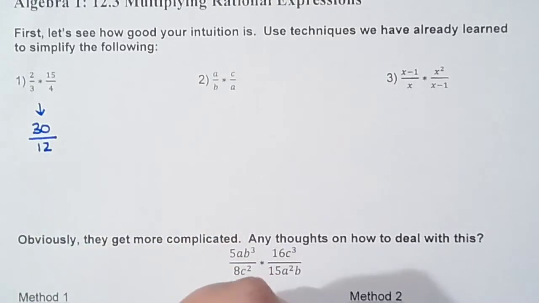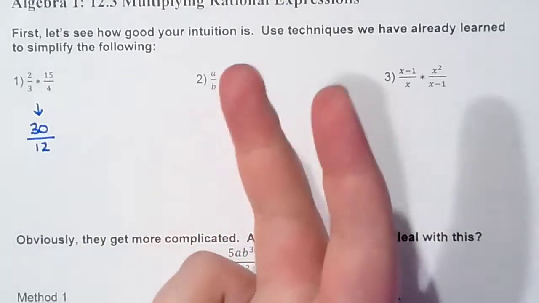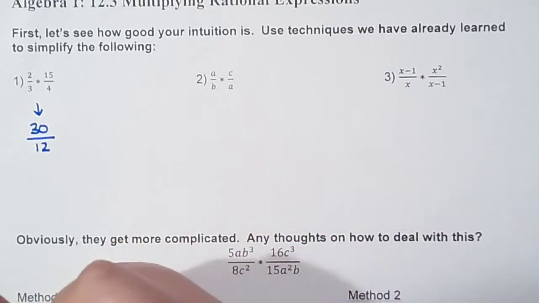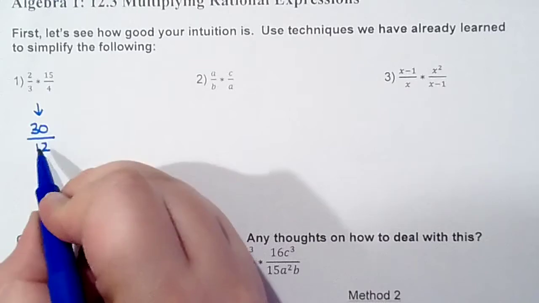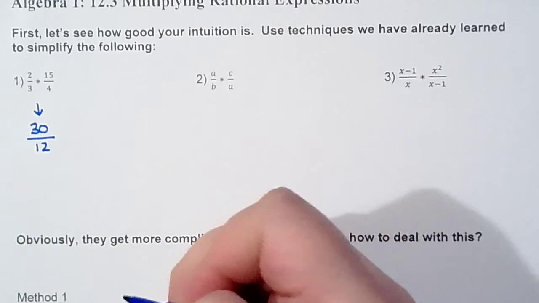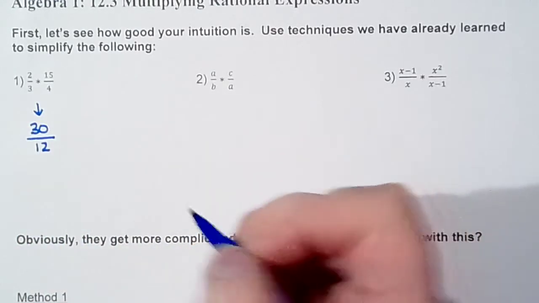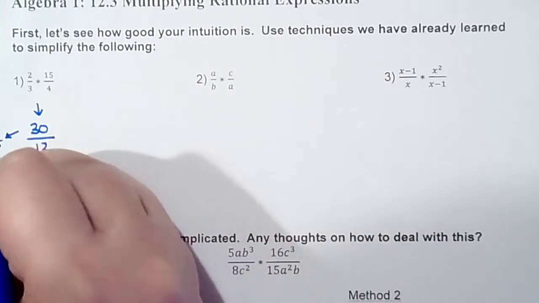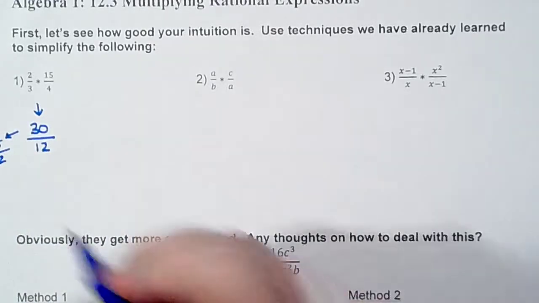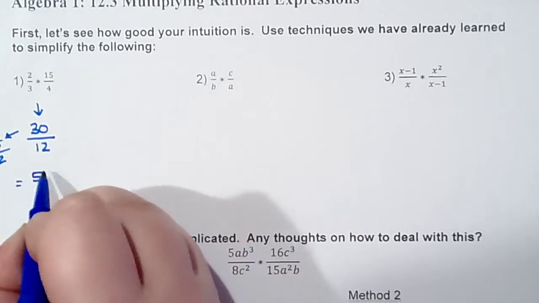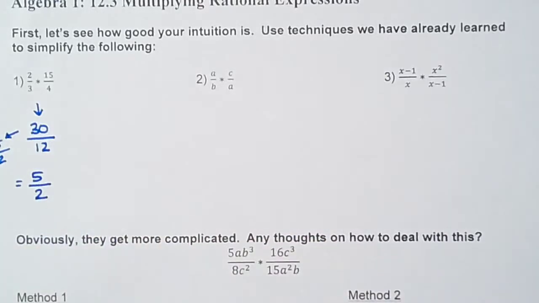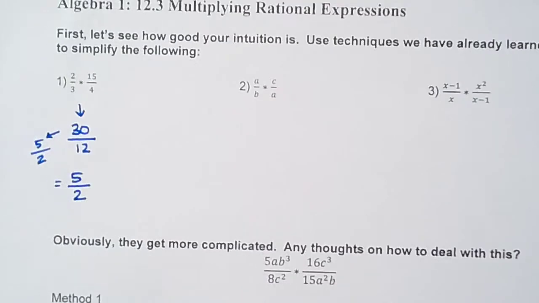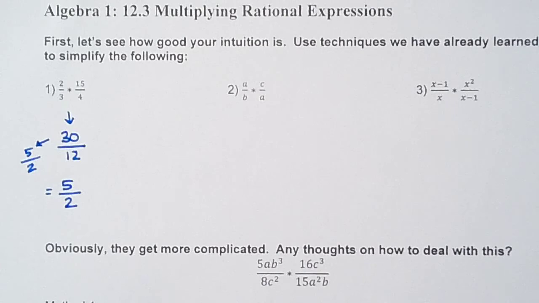I notice both of these are divisible by 2 and by 3. I'm going to start by taking the largest commonality I see. If they're both divisible by 2 and 3, that means they're also both divisible by 6. So when I divide the top by 6, I get 5. When I divide the bottom by 6, I get 2. And so my simplified answer is 5 over 2. Now that's the hard way in my opinion. It definitely works. It's very reliable, but there's an easier way.